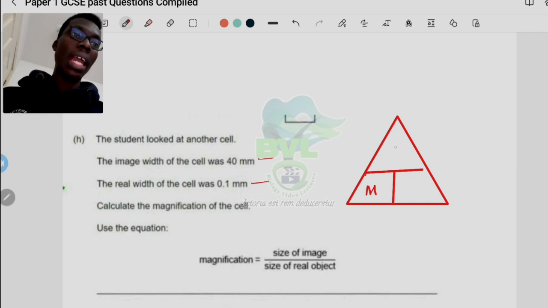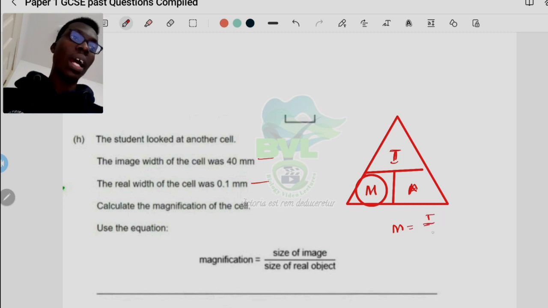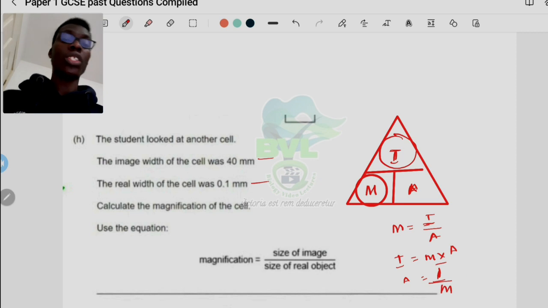It's always you have MIA: magnification, then we have image over actual size. For you to get your magnification, magnification equals image over actual size. For you to get your image, image equals magnification multiplied by actual size. For you to get your actual size, it's going to be image over magnification. Once you cover one of these, then you have the others. The aim is for you to see the whole thing, as it were. It's just a quick reminder. So let's put this here.